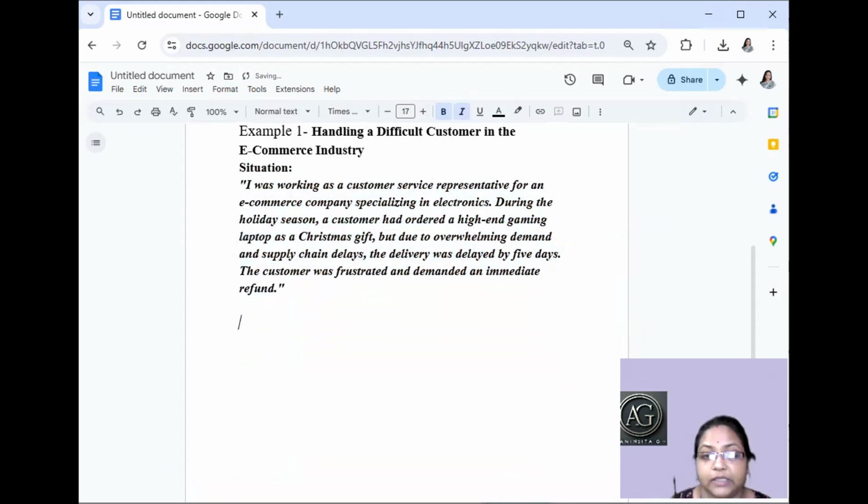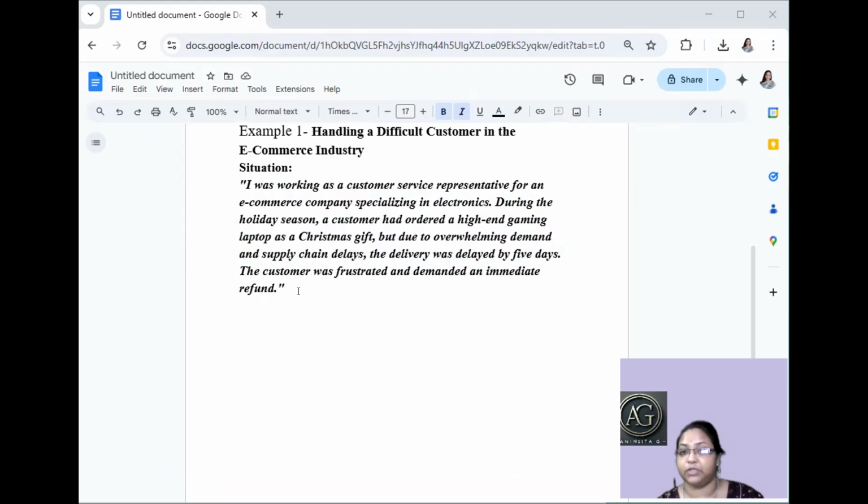Now, what was the task given to you? So as a representative, my responsibility was to resolve the issue while ensuring customer satisfaction and maintaining company policy regarding refunds. So the company has some preset refund policy. Also, you need to take care of the customer satisfaction.